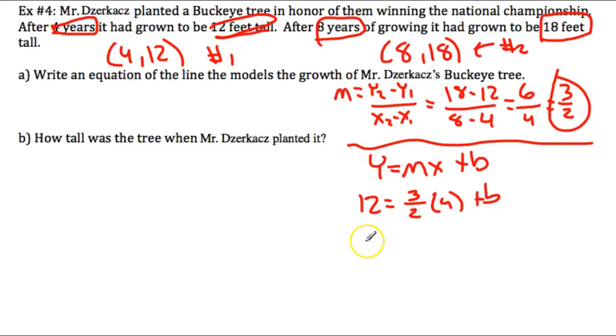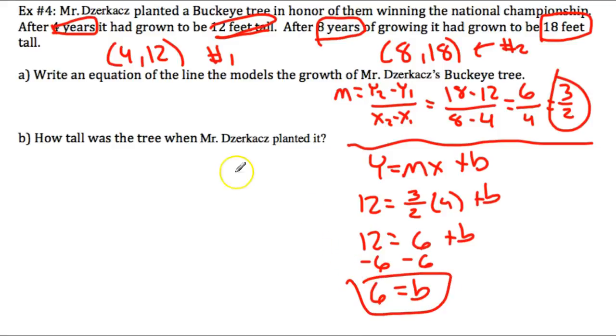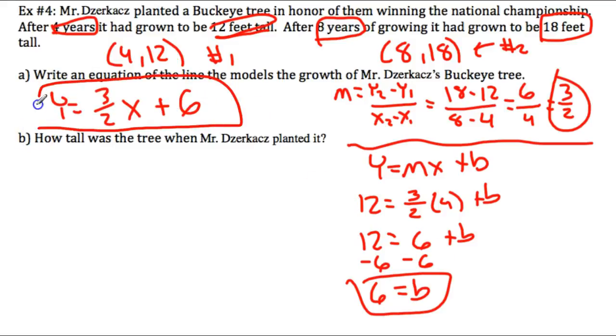Plus b. Let's simplify. 3 halves times 4. Well, 3 times 4 is 12. 12 divided by 2 is 6. Now to get b by itself, I do minus 6, minus 6. 6 equals b. So my equation: y equals, my m is 3 over 2 x plus my b is 6. There we go. Bang, boom, pow.